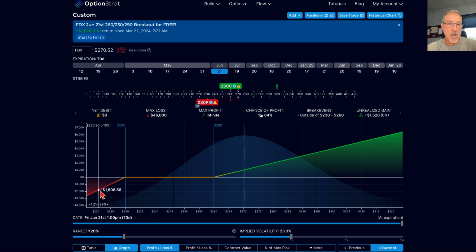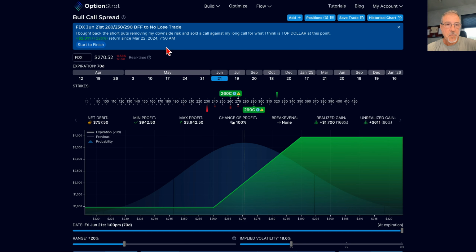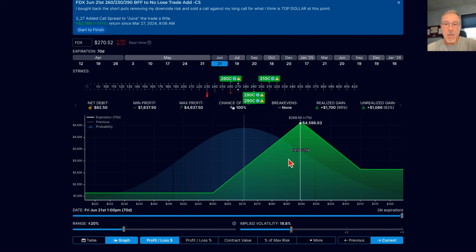I would still have a lot of downside risk. Now, adjustment number one puts us at $2,300 in profit right now, and I have no risk of loss. Very important here. Then the next adjustment, by making that adjustment, this trade is now up $2,700 in profit. That's because I've got an extra call spread that's decaying along with me. I further reduced my downside risk.